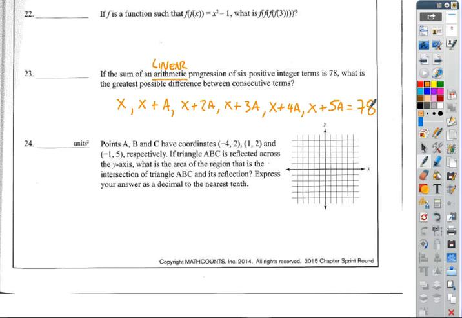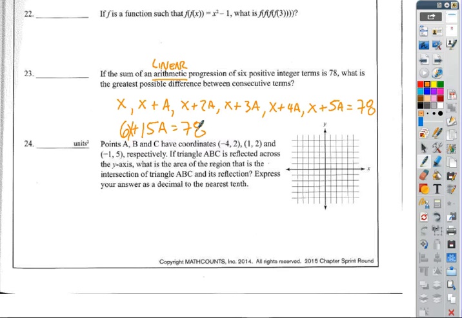So how many x's do I have? Well, I have 1, 2, 3, 4, 5, 6, because there's 6 terms. And I know that 1 plus 2 plus 3 plus 4 plus 5 is 15, so I have 15 a's, and I forgot the x. Luckily, x can be slipped in pretty easily. And that's equal to 78.